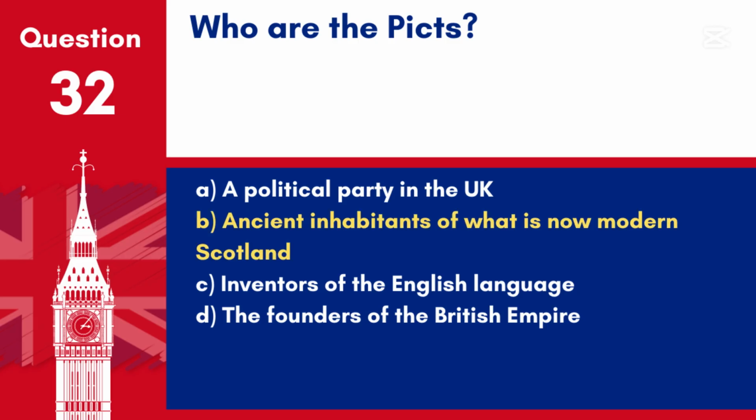Answer. B. Ancient inhabitants of what is now modern Scotland. The Picts were a group of tribal people who lived in what is now Scotland during the late Iron Age and early medieval periods, known for their distinctive artwork and role in the early history of Scotland.